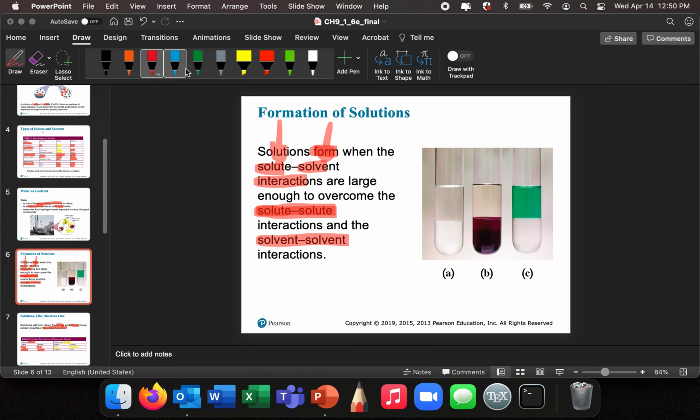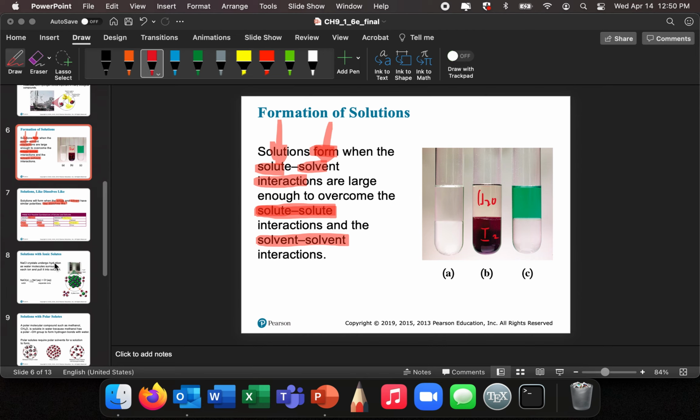I haven't said what these are, but this could be water, and this could be iodine, right? And iodine is nonpolar because it's just two atoms bonded to each other. And water is polar, so we have a nonpolar solute down here, and it's not dissolving in the water up here. Okay, and there are some other examples, which we won't get into right now.